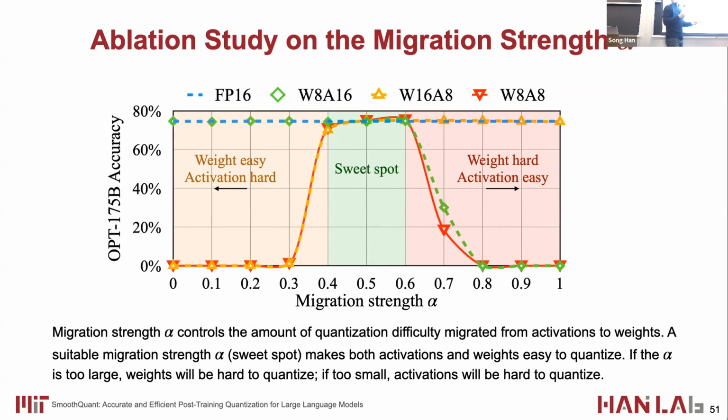If alpha is small, which means we just offload a little bit of quantization difficulty from activation to weight, what happens? Still pretty poor accuracy, because we are not applying enough strength to alleviate the quantization difficulty on the activations. So in the middle, around 0.5, that's the sweet spot. That's why we have the square root, which is alpha of 0.5, so that we have a more balanced migration of the quantization difficulty from activation to weight.